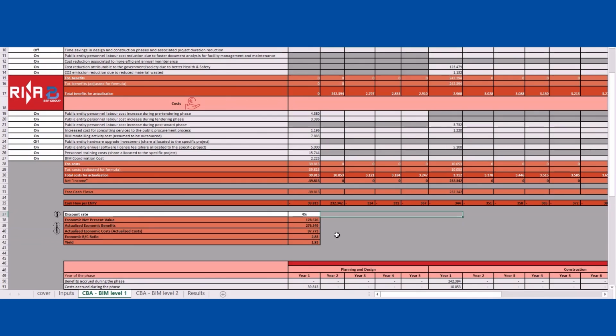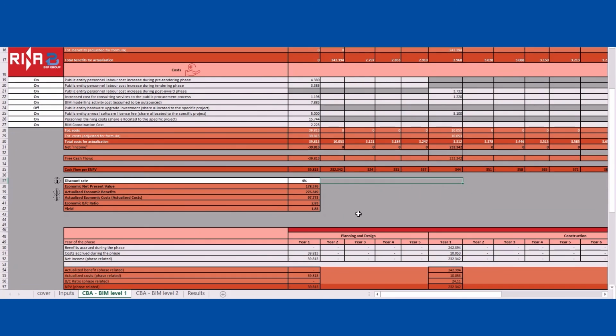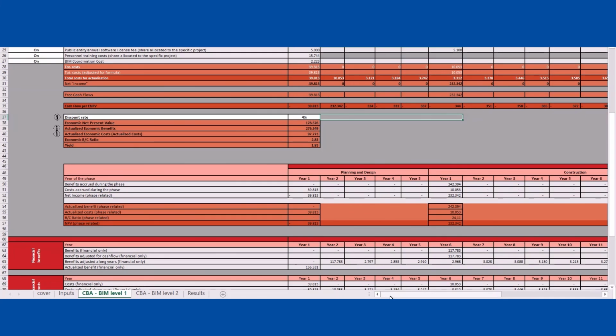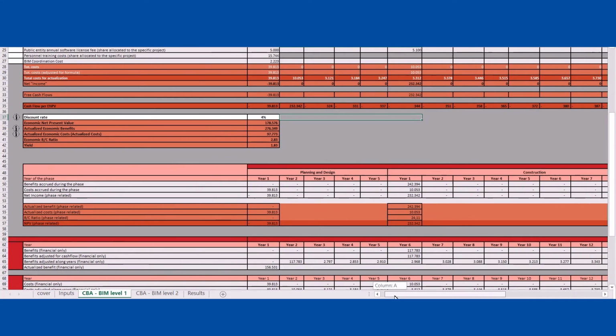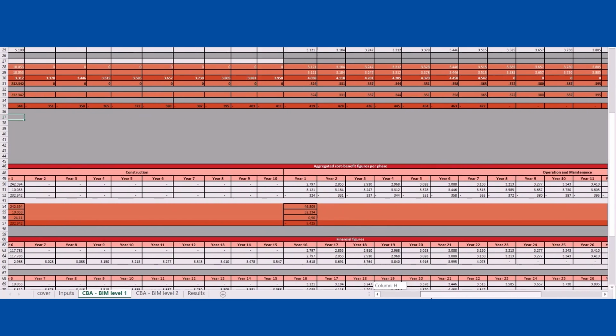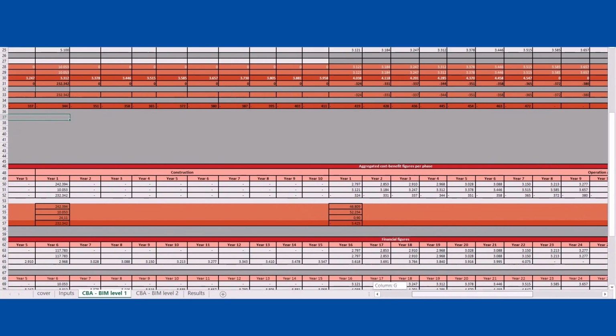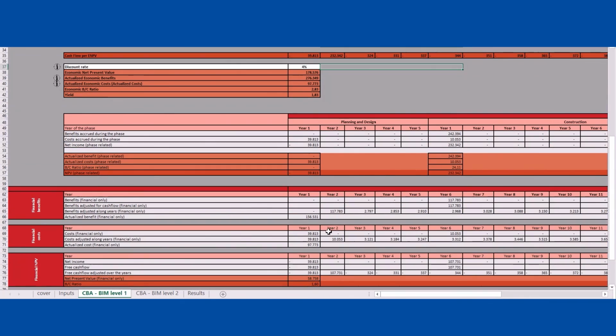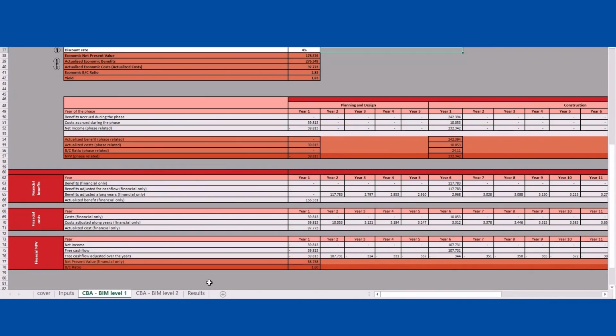Lastly, a section is specifically dedicated to the computation of the economic net present value and the economic benefit cost ratio for each of the 3 phases separately. The last 3 tables are necessary for computing the indicators of the results page, which exclude the environmental and social benefits from their computation.